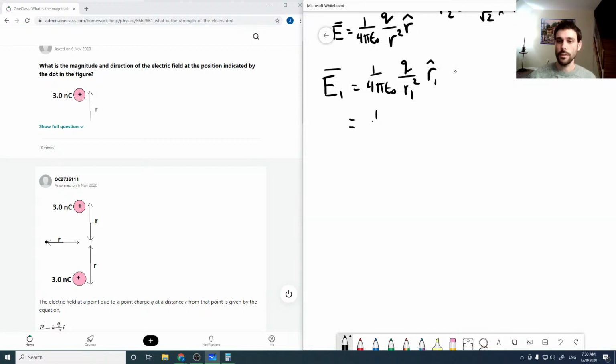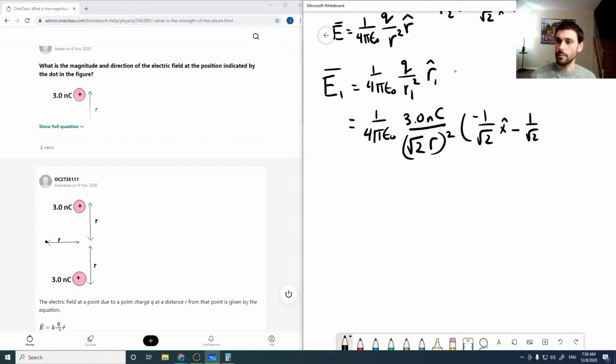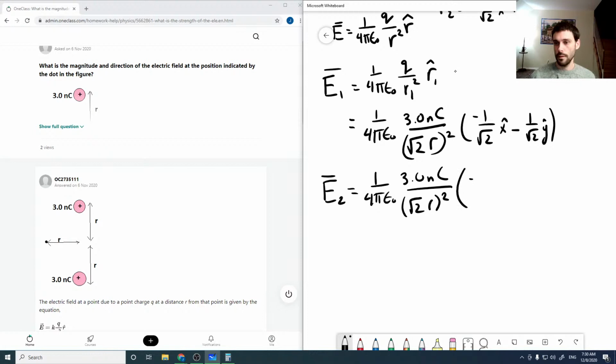So our E1 is just 1 over 4 pi epsilon naught, 3.0 nanocoulombs over root 2 r squared times minus 1 over root 2 x hat minus 1 over root 2 y hat. And our E2 is 1 over 4 pi epsilon naught, 3.0 nanocoulombs over root 2 r squared, times minus 1 over root 2 x hat plus 1 over root 2 y hat.